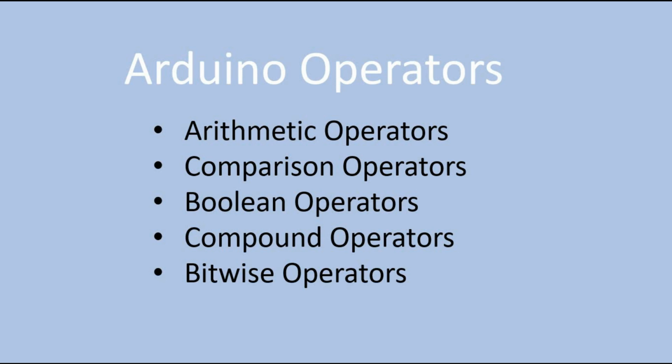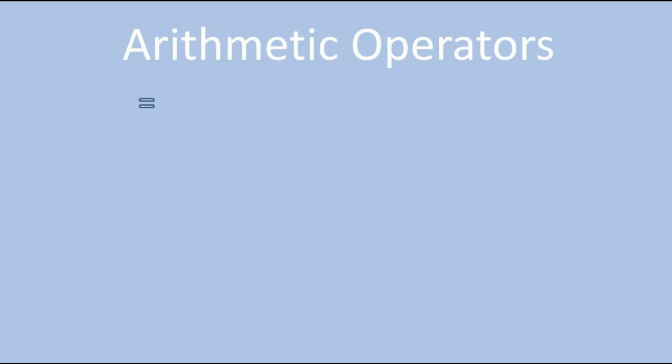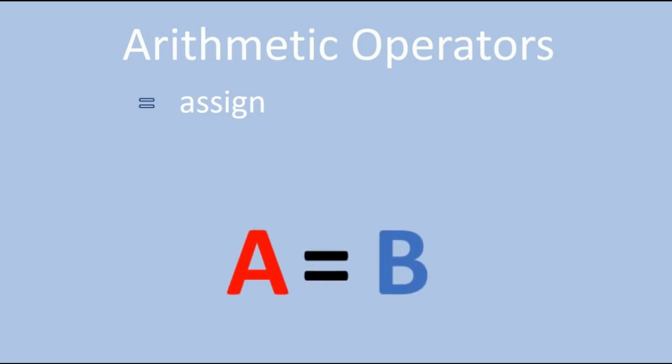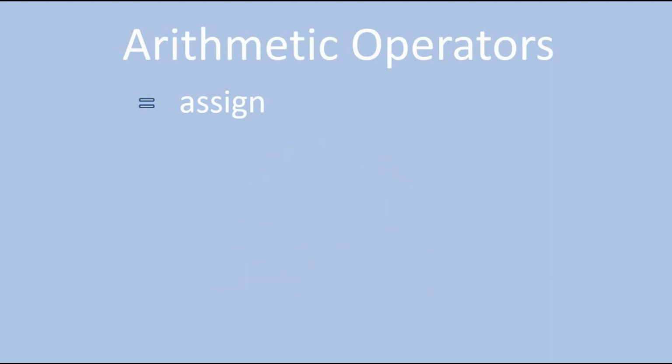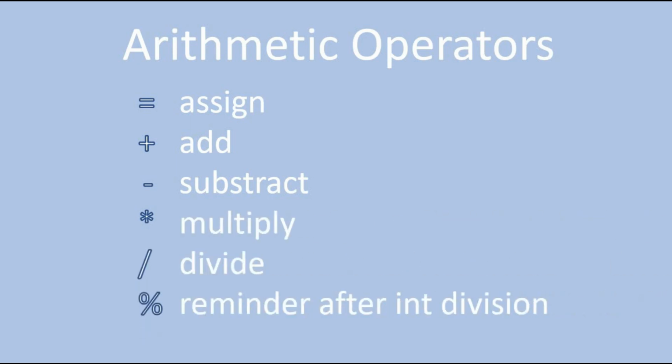Let's start with the easiest arithmetic operators. First one is the assign operator. This one is used to assign a value to a variable. If you see this operator in between two variables, it does not mean those variables are equal to each other. It assigns the value from the variable on the right to the variable on the left. Then you have add, subtract, multiply and divide operators. And finally you have the operator that returns the remainder from the integer division. We will look at this one more closely.